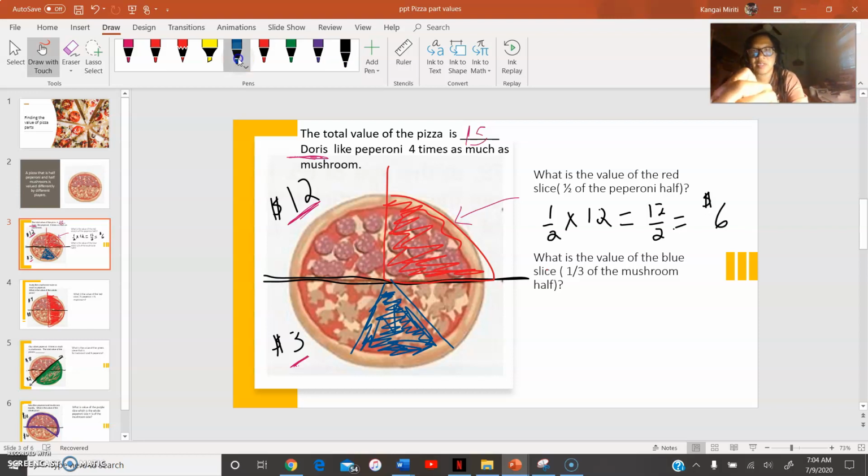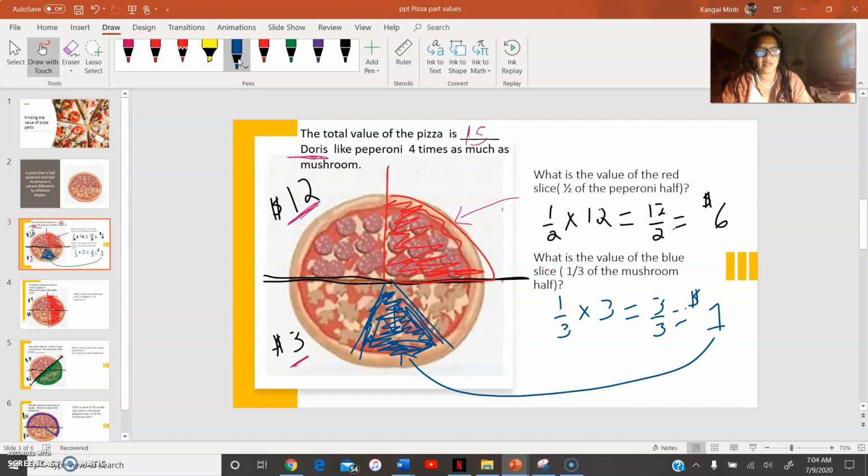So how much does she value this mushroom piece in here? Well, this mushroom piece is 1/3 of the mushroom half. The mushroom half is $3, and 1/3 of 3 can be found by doing 1/3 times 3, which equals 3 over 3, which is $1. So we know that this blue piece is valued at $1, and for Doris, that little red slice is valued at $6. Let's try some others.